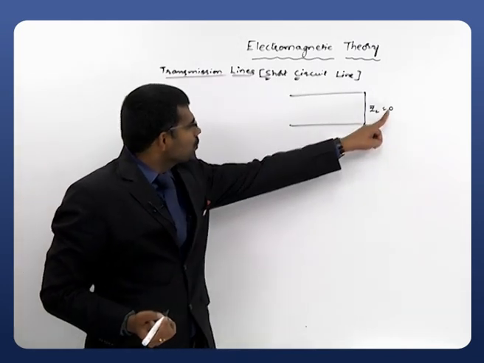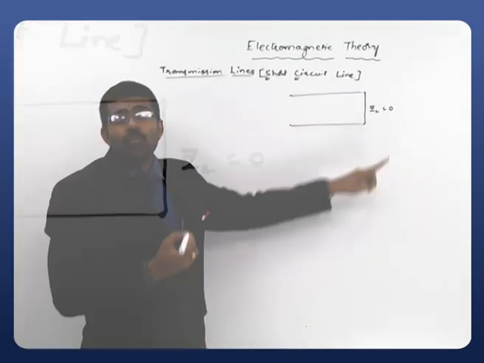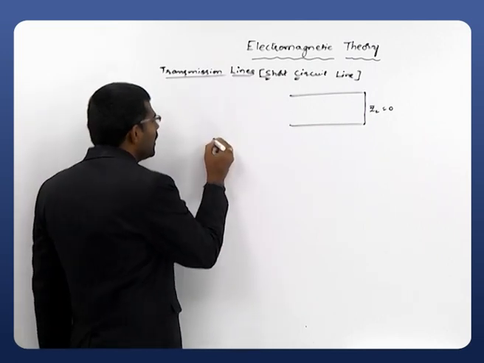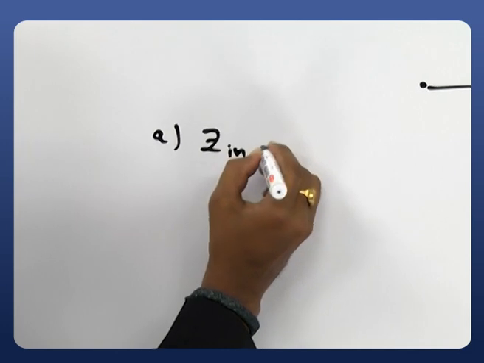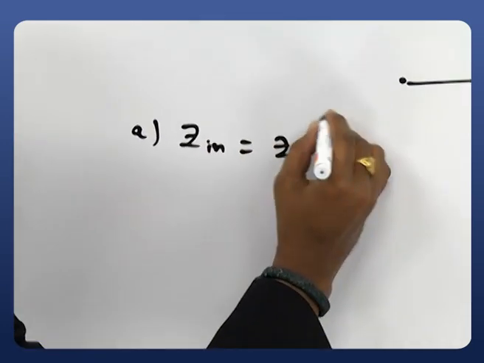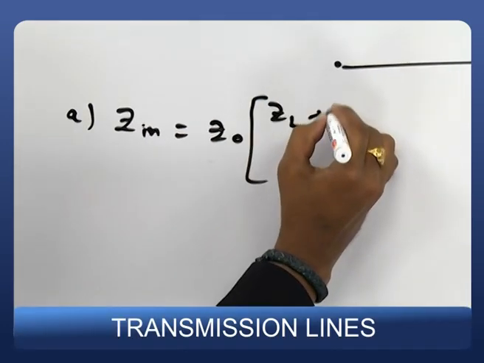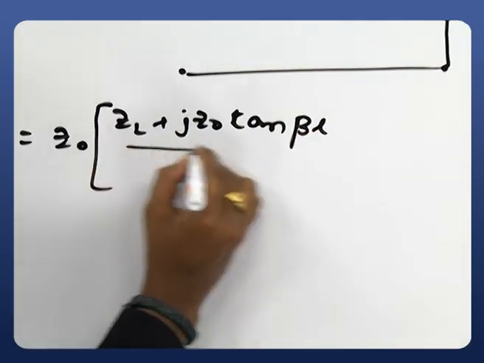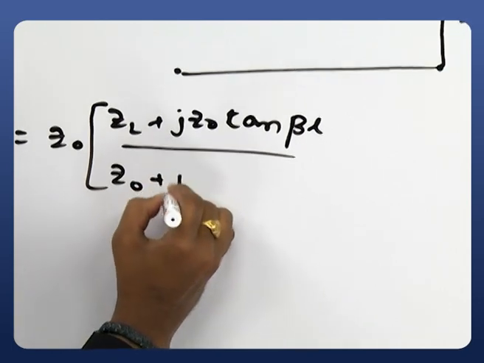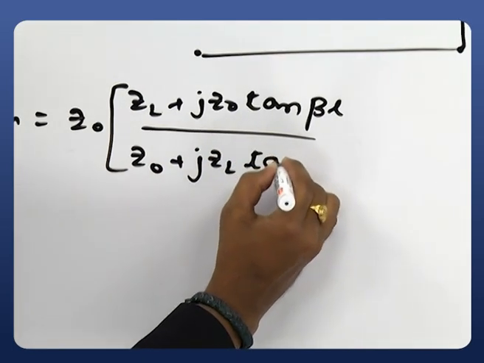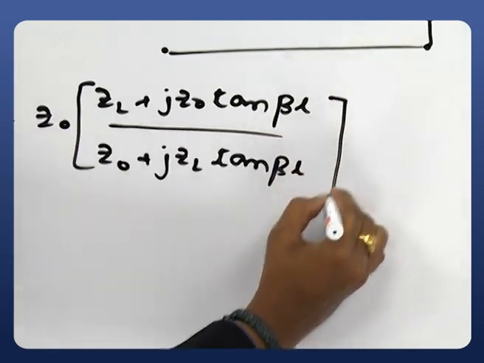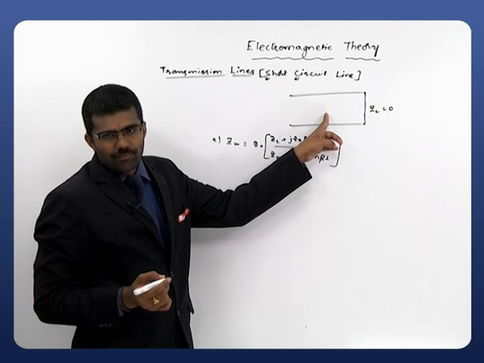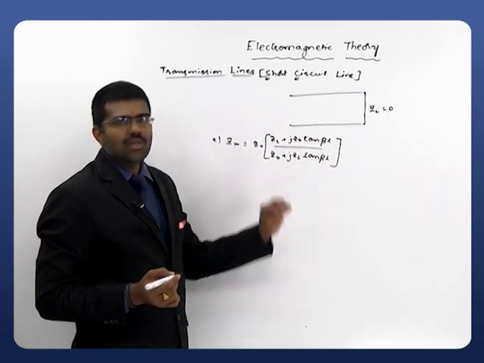So if ZL is equal to 0, how will the parameters we observed be modified? We observed 3 different parameters, and one by one I will take those 3. First, input impedance. Zin is equal to, what is the basic equation of Zin? Z0 (ZL plus jZ0 tan beta L) divided by (Z0 plus jZL tan beta L). This is for a lossless line, and initially I forgot to tell you to assume that this is a lossless line. Only if it is a lossless line is this equation applicable.